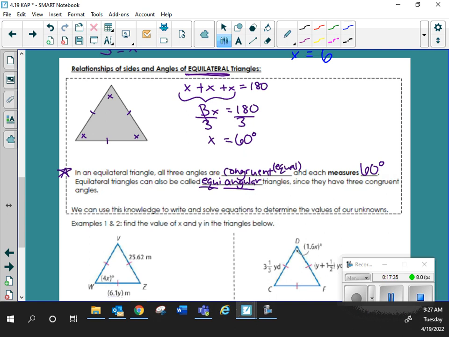We're in the middle of science right now. Okay, so are we good with those facts? Are we good with those facts? Yes. Okay, very good. So we can use that information. We can use this, right? Solve equations, determine the values of unknown.